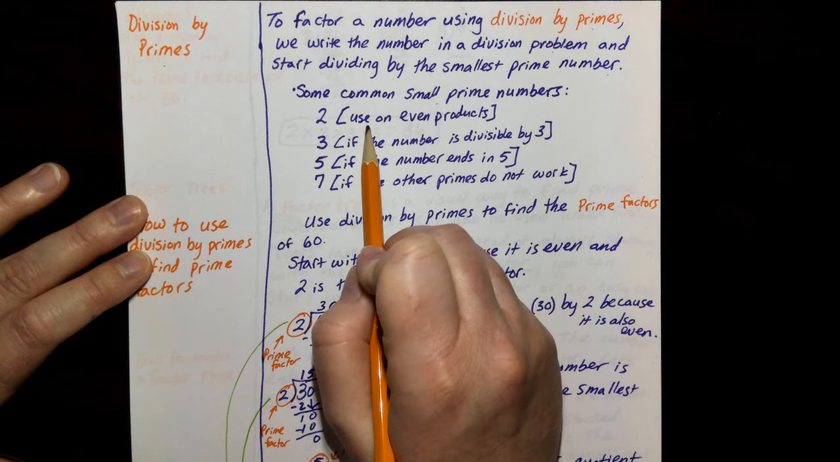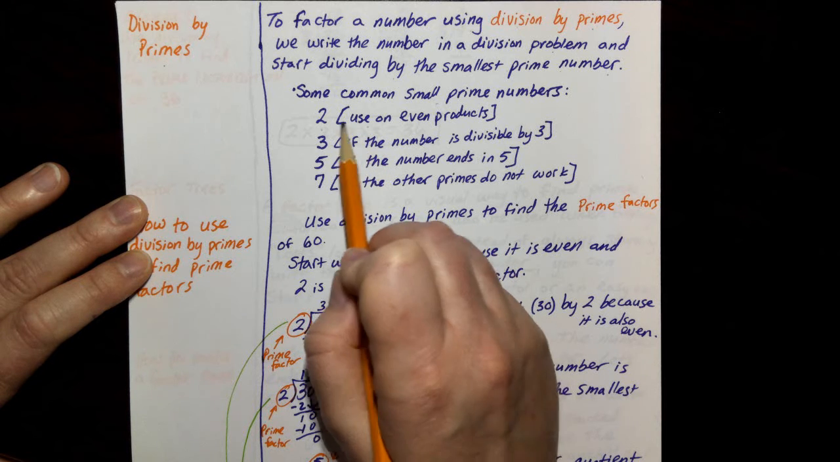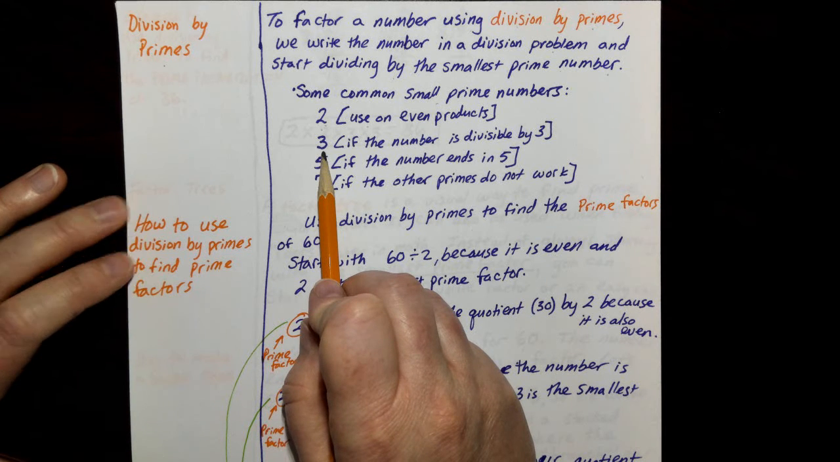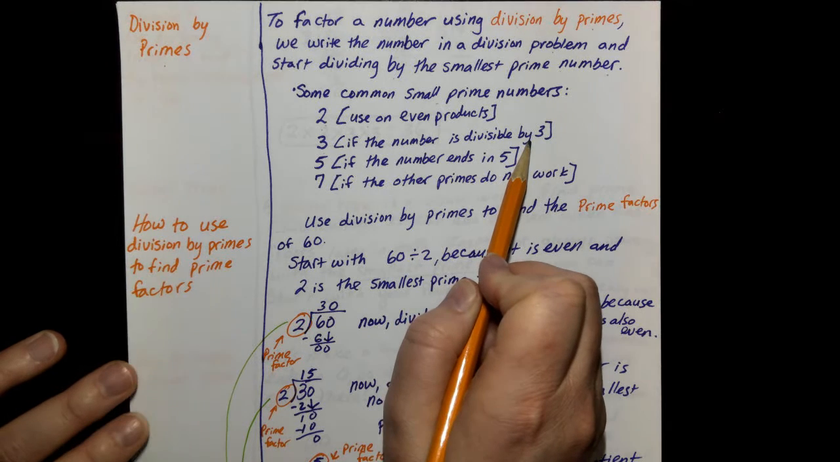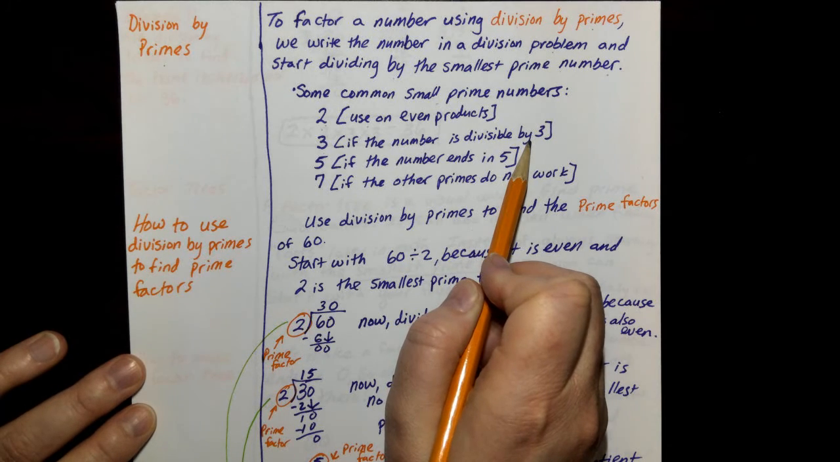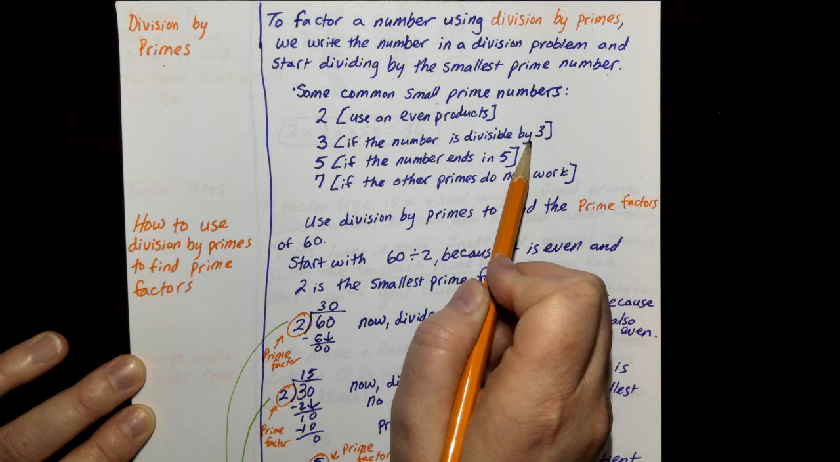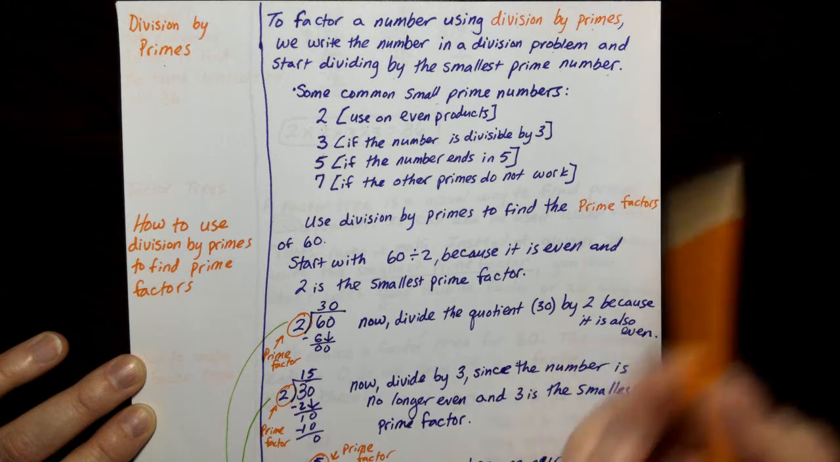You can use that on any even product. So if you have any even number, if your number ends in 2, 4, 6, 8, or 0, you can divide by 2. Another small prime number is 3. If the number is divisible by 3, and remember the check for divisible by 3 is you take all the digits in the product, add them together. If that number is divisible by 3, then the whole number is divisible by 3.